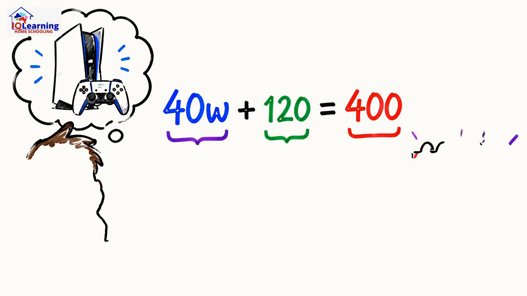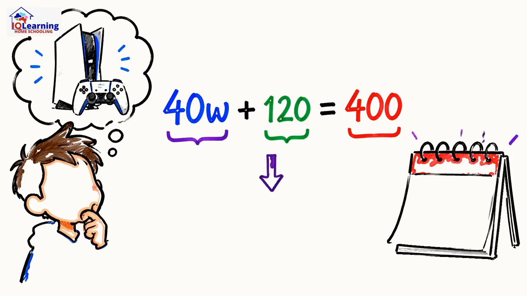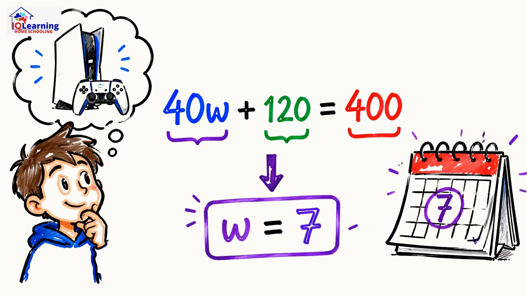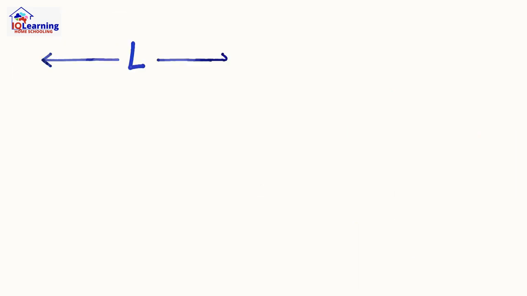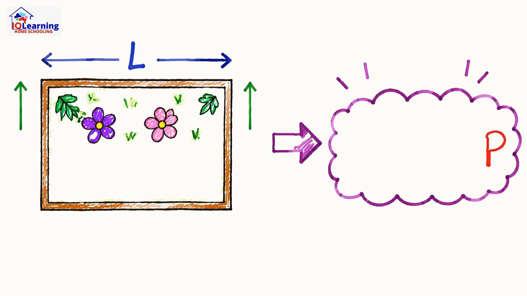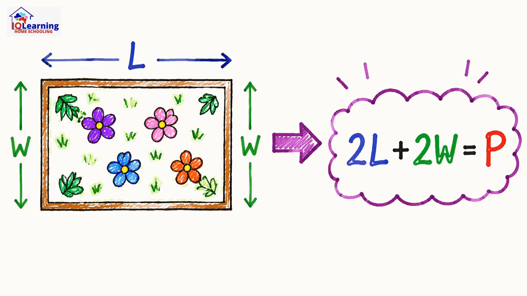This same method works everywhere. Trying to save for a new gaming console? Algebra tells you exactly how many weeks it'll take. The equation 40w plus 120 equals 400 solves to 7 weeks. Need to find the length of a rectangular garden with a known perimeter? The formula 2L plus 2W equals P becomes a simple equation you can solve.